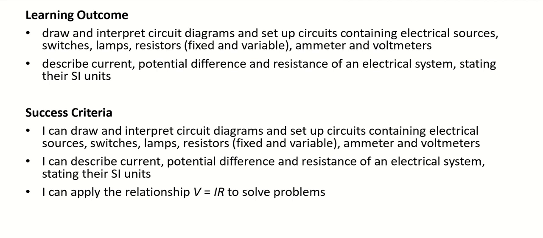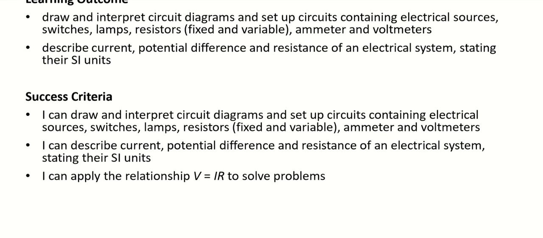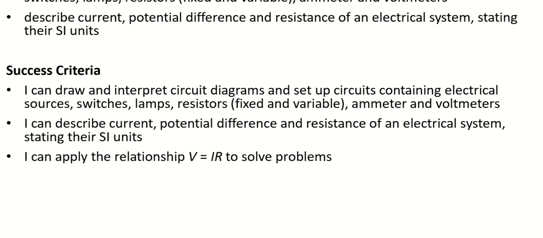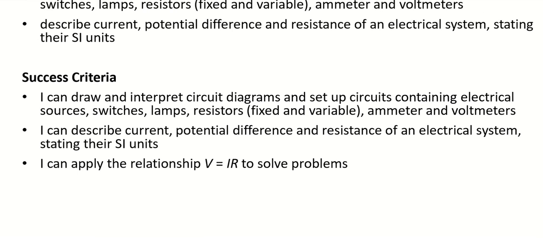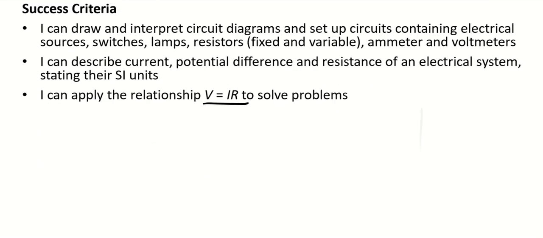So the first success criteria is that you can draw and interpret circuit diagrams and set up circuits containing electrical sources, switches, lamps, resistors, either fixed and variable, and ammeter and voltmeter. Okay, next is I can describe current, potential difference, and resistance of an electrical system and stating their SI units. And after that, you need to be able to apply the relationship V equals IR to solve problems. So this is actually a formula. So there's actually calculation involved in this chapter.